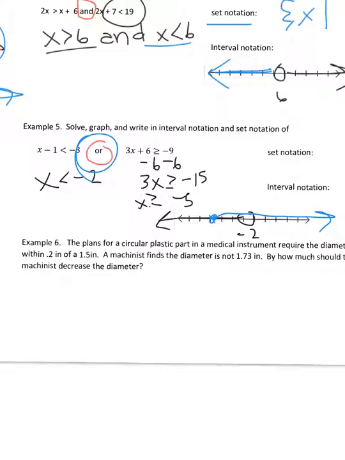Not where do they intersect, but if I look from left to right, is over here shaded? Yup. Is over here shaded? Yup. Is anything over here shaded? Yup. The entire line is shaded. So that means that the solution is all real numbers. So I write x such that x is all real numbers. And then the interval notation would be starting at negative infinity and going to infinity.